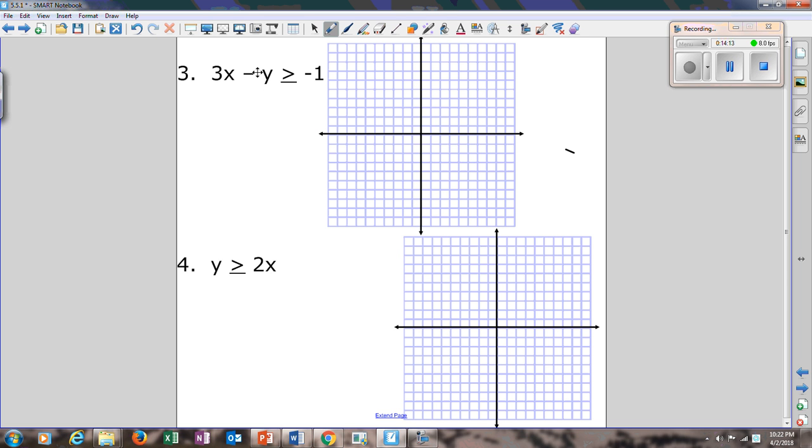Number 3, got to get y by itself first. So you subtract the 3x over. There's nothing in front of the 3x, which means it would technically be adding, so we subtract it. That gives you -y is greater than or equal to -3x minus 1. But y is not by itself yet. You still have this negative over here. So you have to divide by a -1 on both sides.